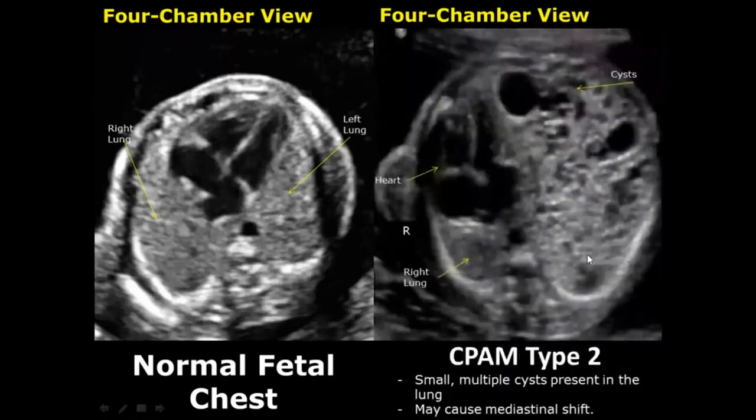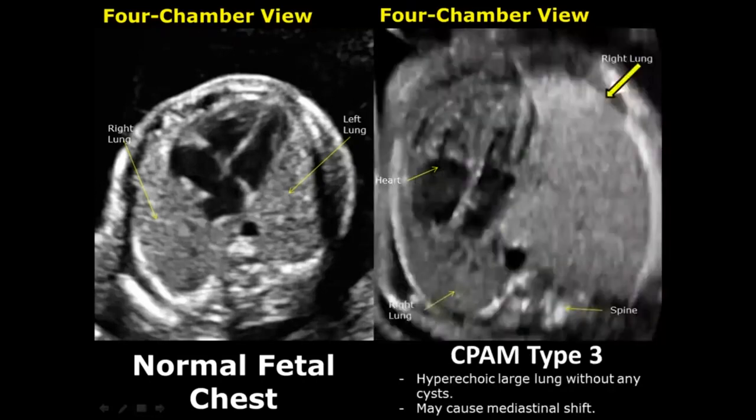In type 2, we will have small multiple cysts scattered throughout the lung, and the lung is enlarged and hyperechoic. In CPAM type 3, we will see a hyperechoic enlarged lung without any cysts.